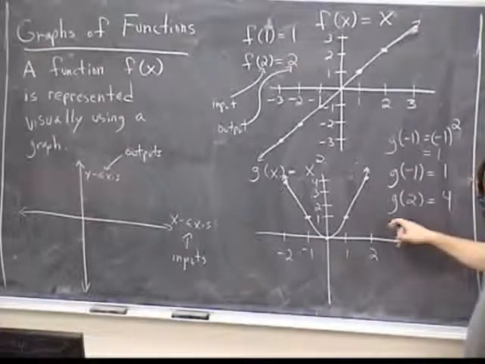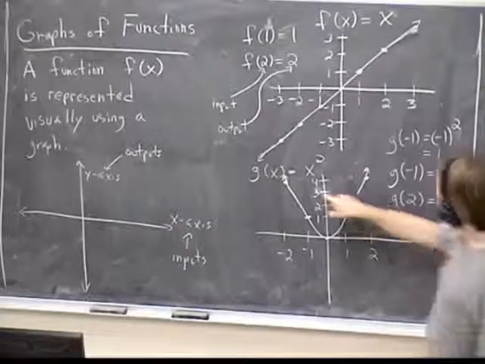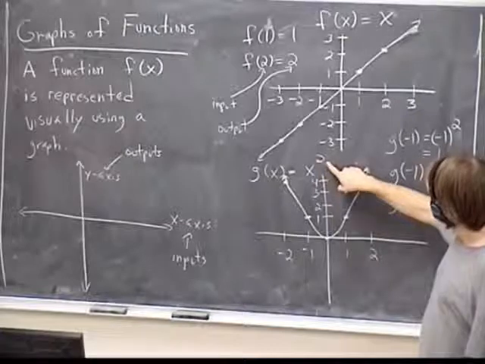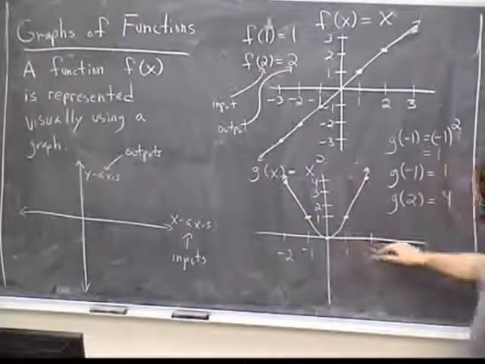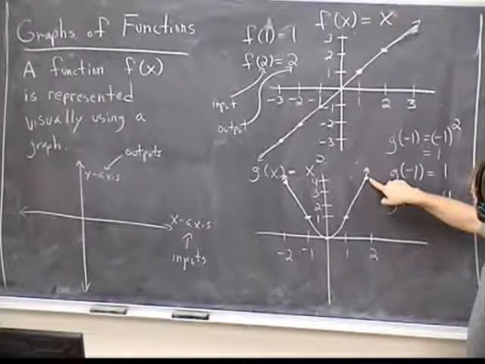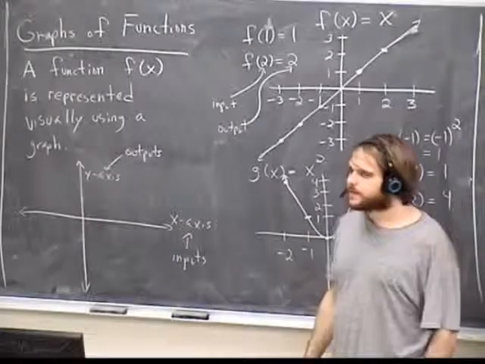And here's another example. g of 2 is equal to 4. When we plug 2 into this function, what it does is it squares it, so we get 4. And so if we move along our inputs to 2, we see that the height at that point is 4. So this is how we graph a function.